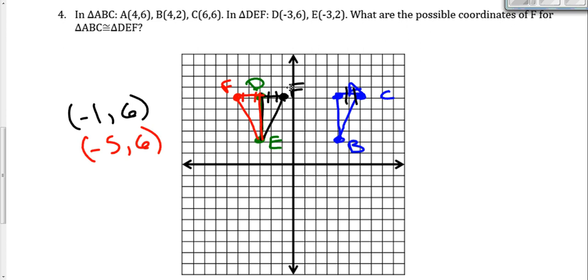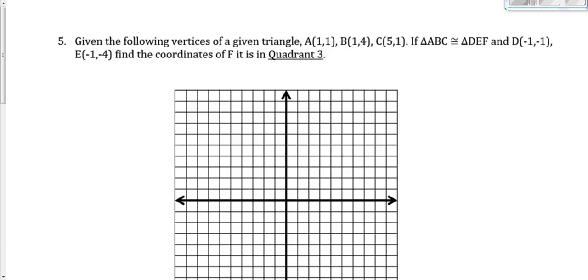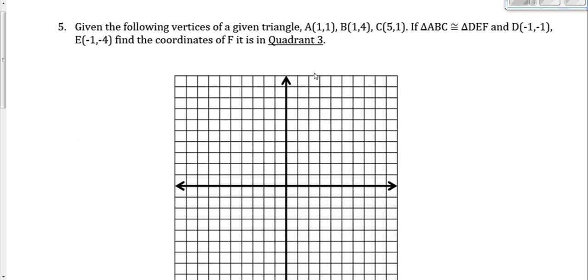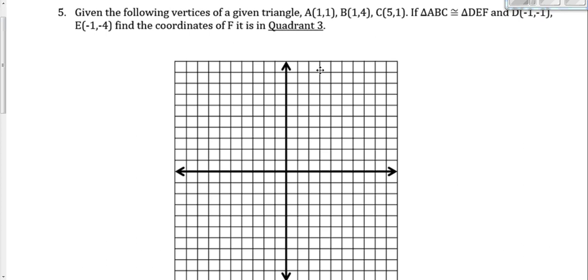And in the last example, we forgot to actually write down the coordinates of our F. So let's go back on your own and please write down those coordinates. Okay, we have one last example to look at. And we're going to talk about what happens if we are told a specific area to find that missing value in. So it's going to be the same thing we did last time, but we're going to limit our possible answer choices. So the problem says, given the following vertices, find the coordinates of F if it is in quadrant 3. So once again, it's just giving us some limitations.